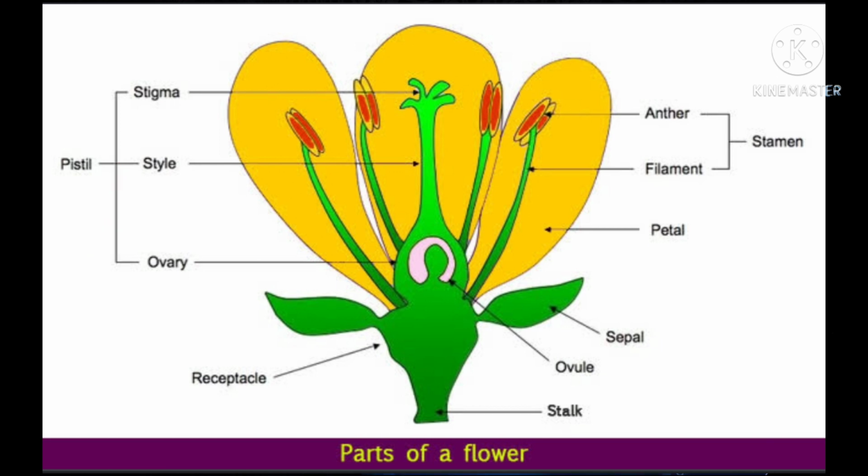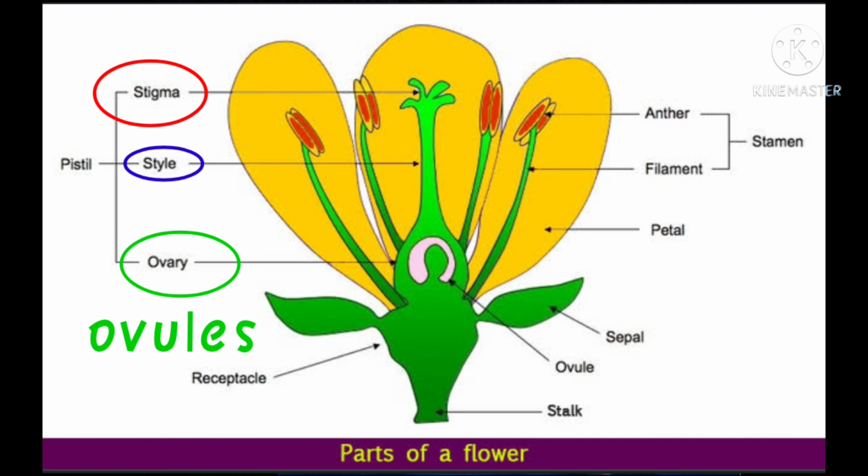Now at the tip of the pistil you can see a blunt region. It's called the stigma. Stigma is sticky in nature. From the stigma arises a long tube-like structure which is called the style. And at the end of the style you can see the bulged portion, a bulb-like region, that's called the ovary. Inside the ovary, ovules can be seen.